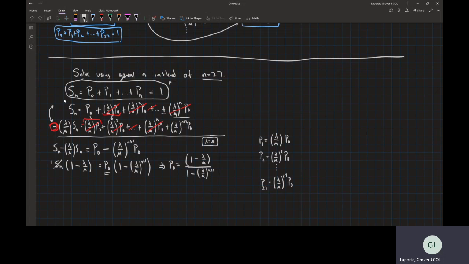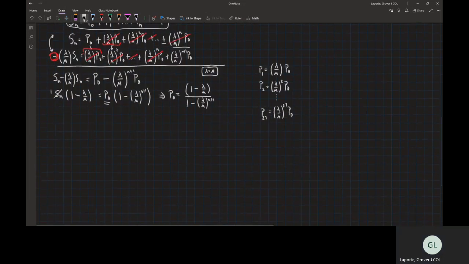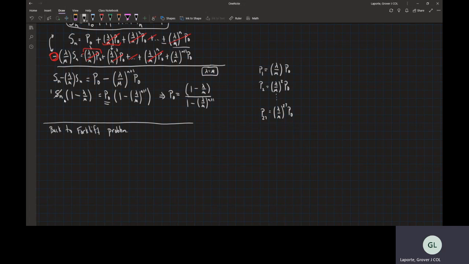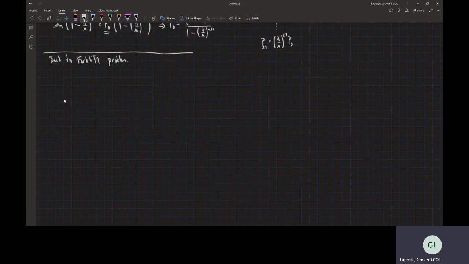Just want to make sure that I'm covering everything, so let's go back to the forklift problem. After using this equation, let's figure out what our distribution looks like of the time that we're in these different states. If you remember, lambda was equal to 4.5 trucks per month.